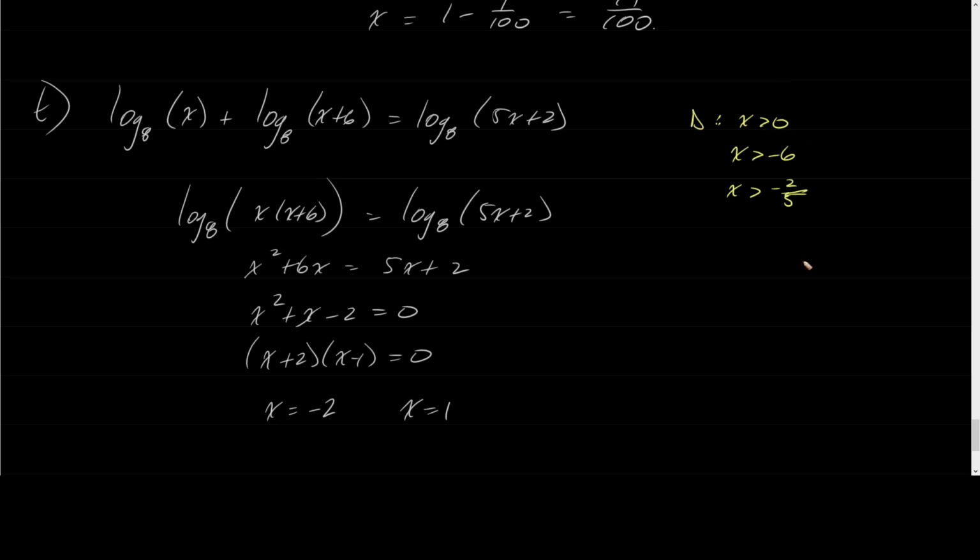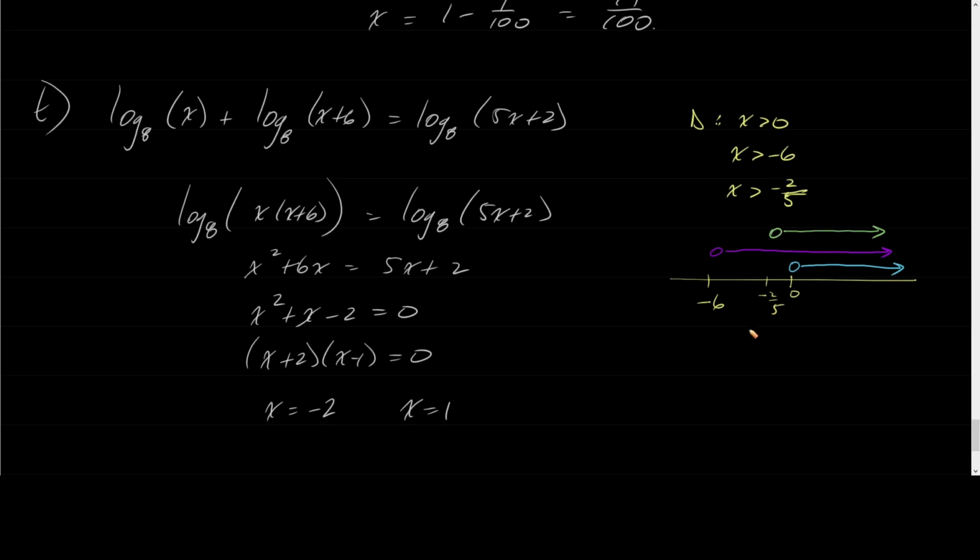If I put all these on the same number line, here's 0. Here's negative 2/5. Here's negative 6. x being greater than 0 starts here and moves that way. x being greater than negative 6 starts here, moves that way. And lastly, x being greater than negative 2/5 starts here, moves that way.